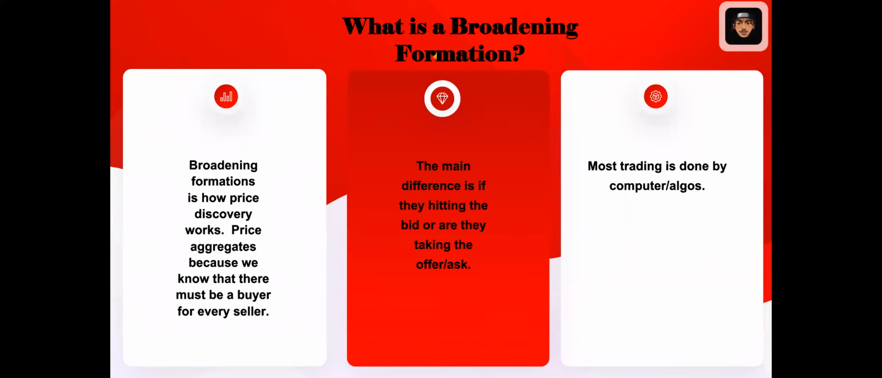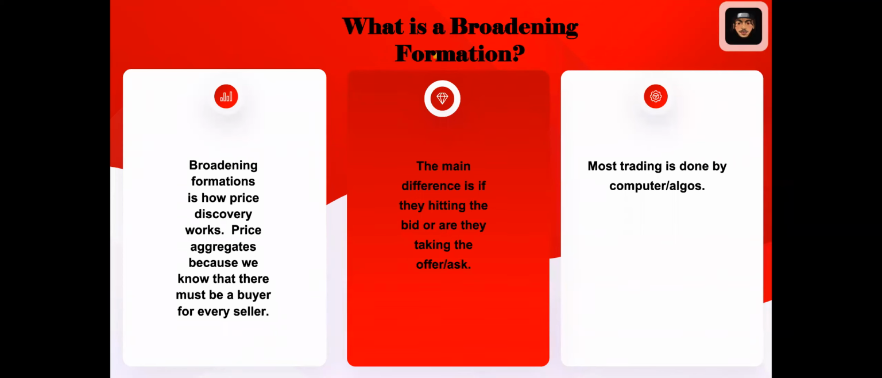The difference is who's more aggressive. Are the buyers doing limit orders or are they doing market orders? If they're doing market orders, that's aggression. If they're doing limit orders, that's passive. Same thing with sellers. Are they doing market orders or limit orders? If they're doing market orders, that's aggression. If they're doing limit orders, that's a passive seller. Those are the differences.